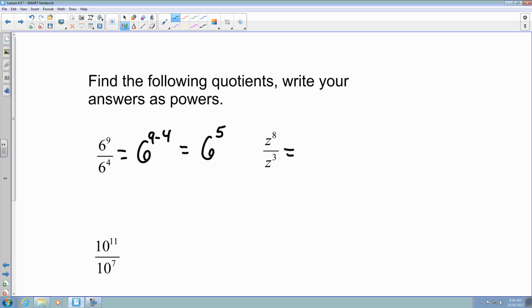Looking at this example, I have the same base of z, and so all I have to do is 8 minus 3, which equals z to the 5th power. Last one on this page, same base of 10, which means I have to subtract the exponents, which equals 10 to the 4th power.